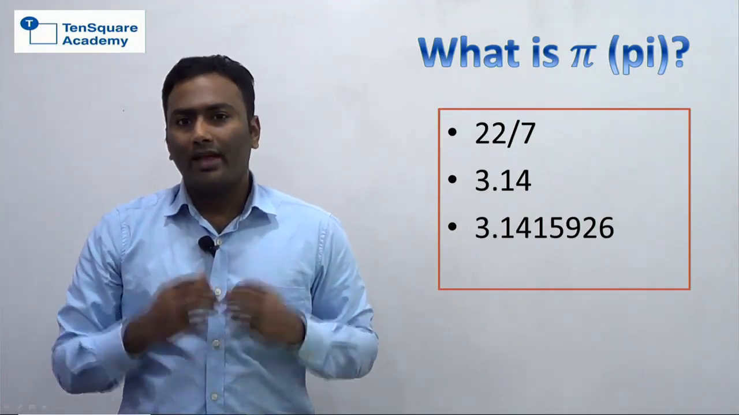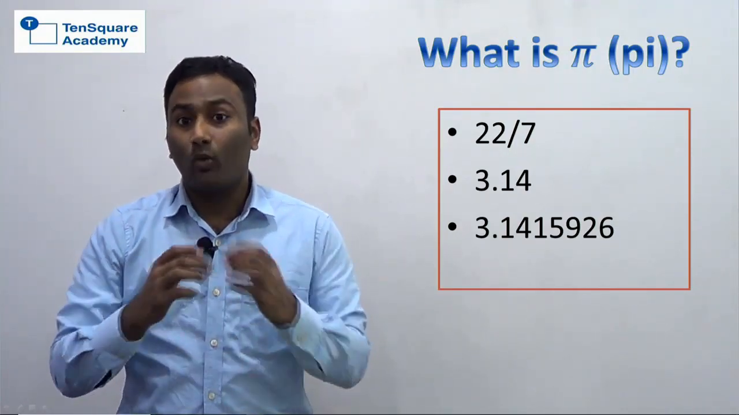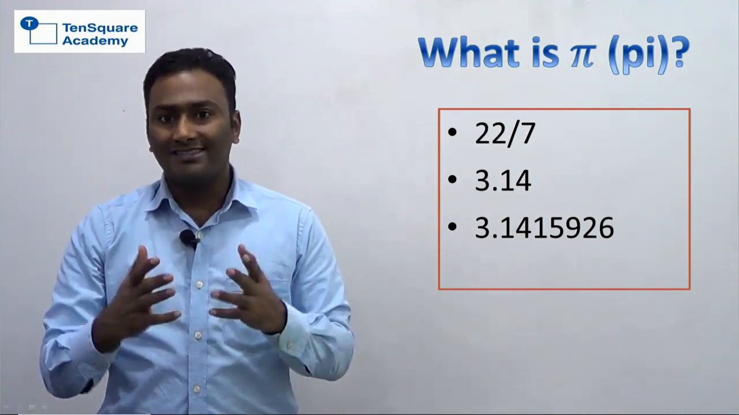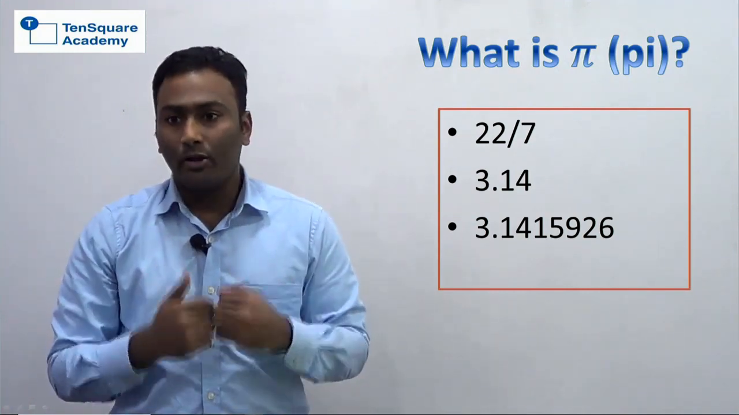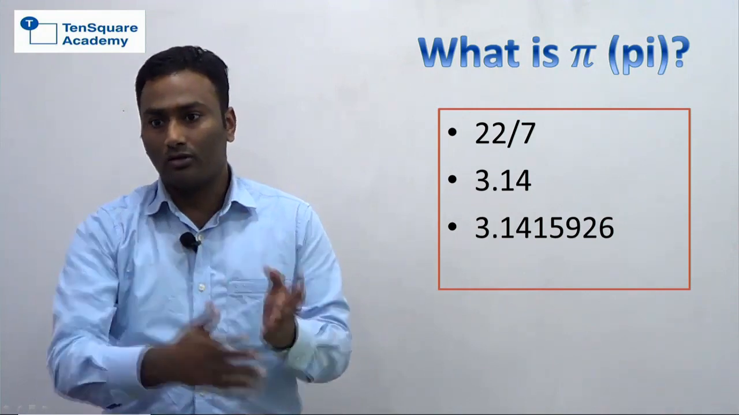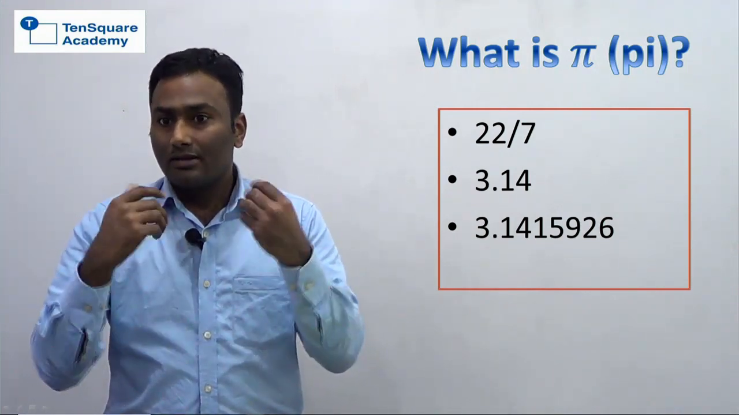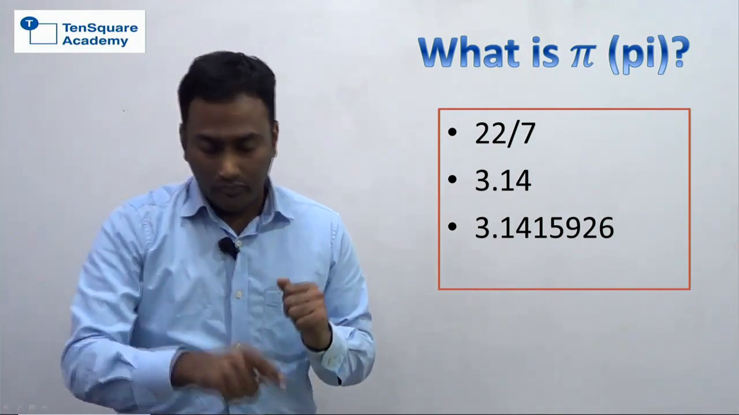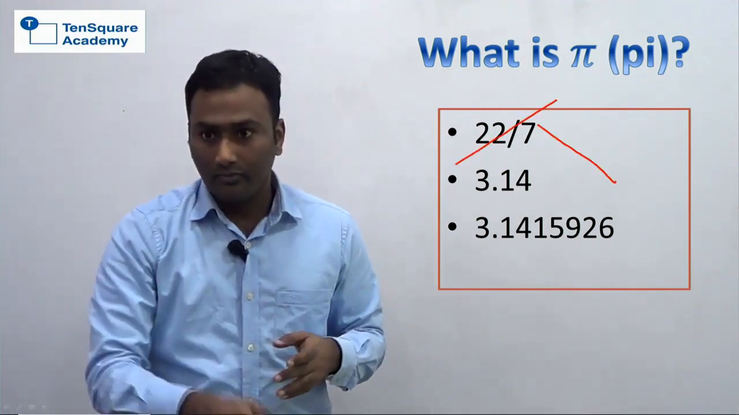Hello. When I ask students the question, what is pi? The answer I receive usually is 22 by 7, 3.14, or the third option. But is that correct? No. None of them are right.